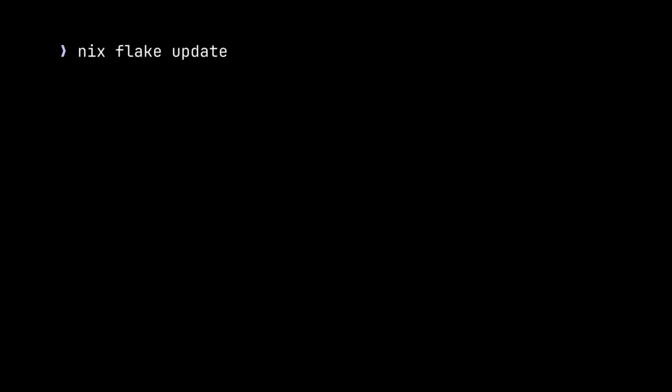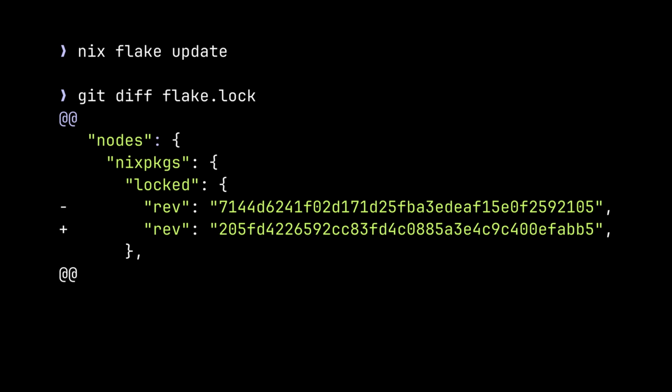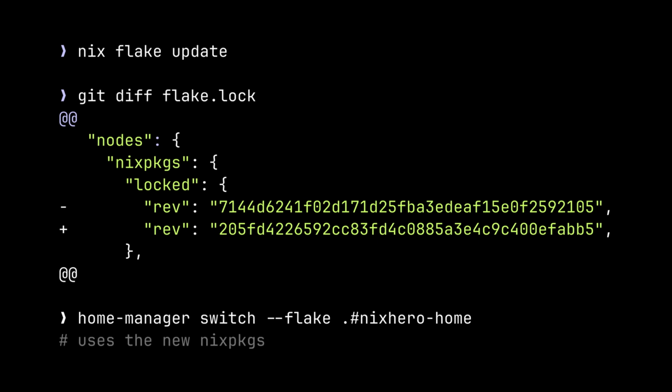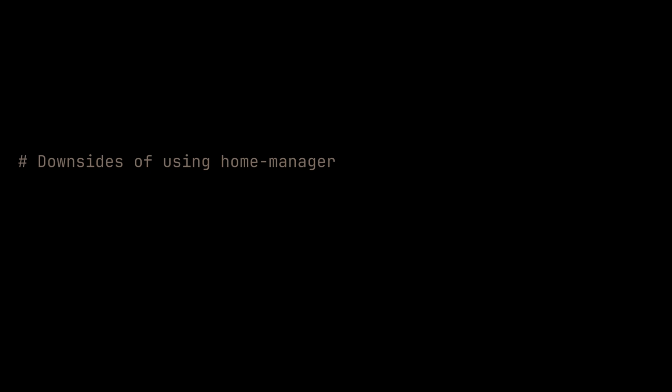To do that, we can run the nix flake update command. After the command finishes, you can see the commit hash of the branch is updated in the flake.lock file. After you run the switch command, you should see all of your packages are updated to the latest version. So that's it for how to use Home Manager, and now I want to show you two downsides that are specific to Home Manager and Nix.